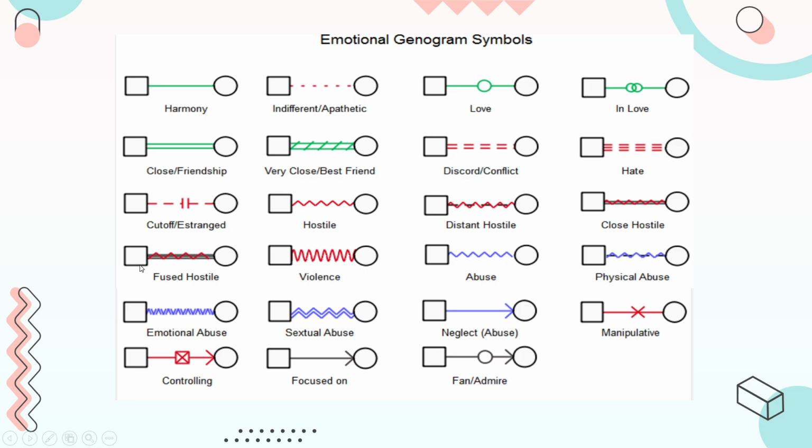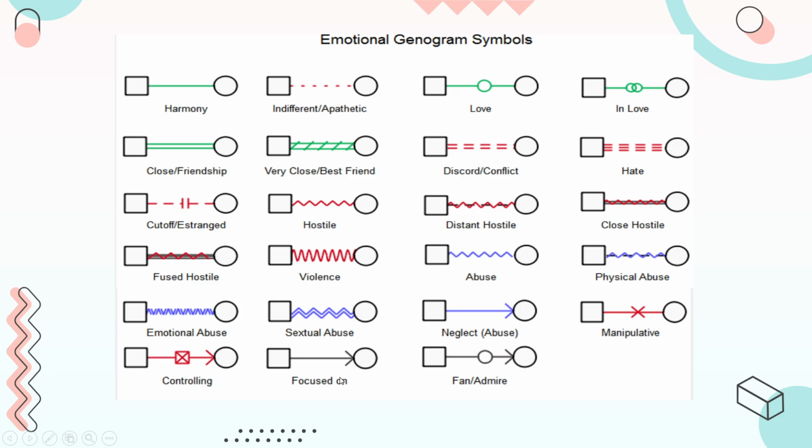And then fused hostile is nothing but a cycle of closeness and conflict, which means they will be extremely in love with each other, extremely close to each other in terms of good happenings. But when they fight, they are extreme in that as well. Closeness will be extreme, and conflict will also be extreme in fused hostile. Okay, we know about violence, abuse: physical abuse, emotional abuse, sexual, manipulative, controlled, focused on, fan or admire.